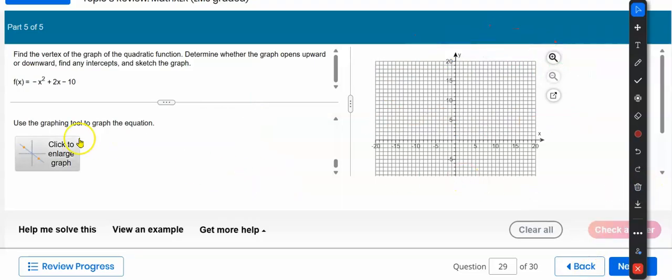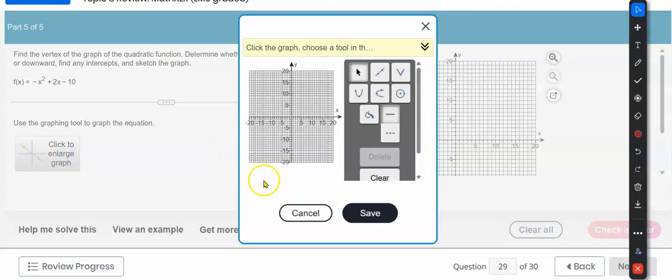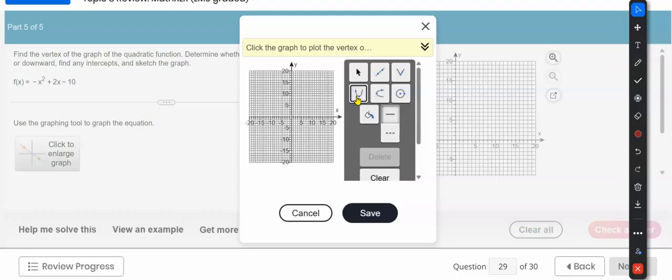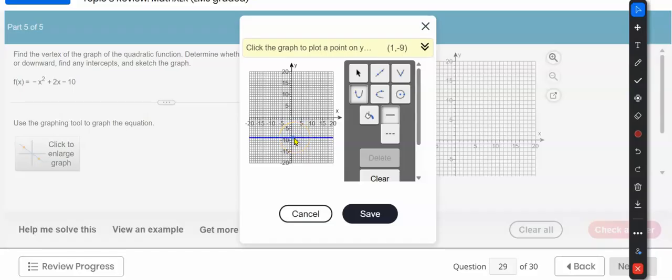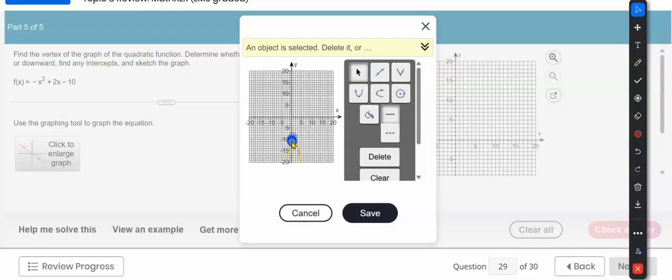Now they want me to graph it. So we want a parabola. Man, those coordinates are kind of small. So 1, -9. And you said 0, -10. See how all I needed were 2 points?